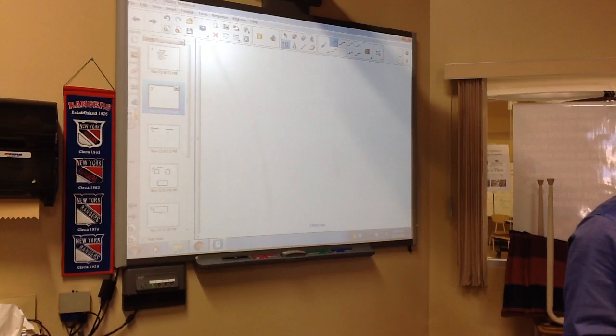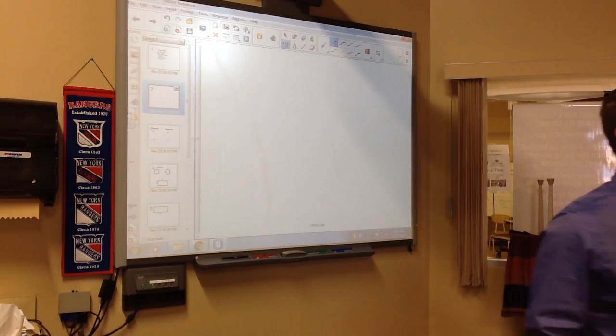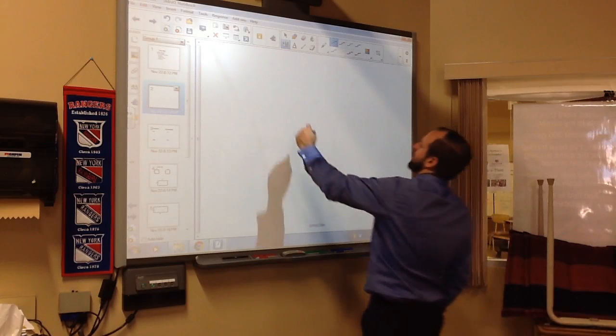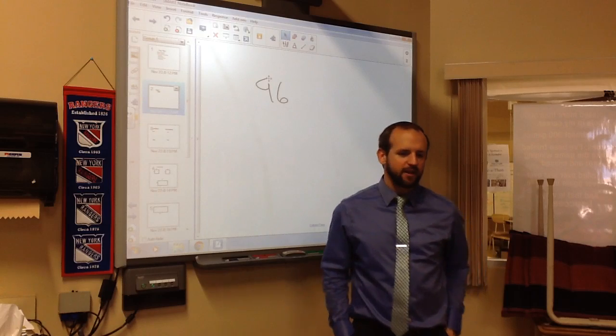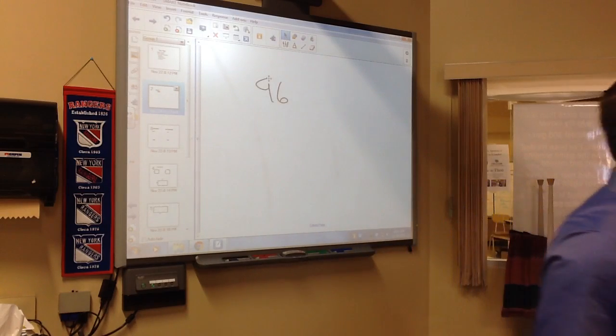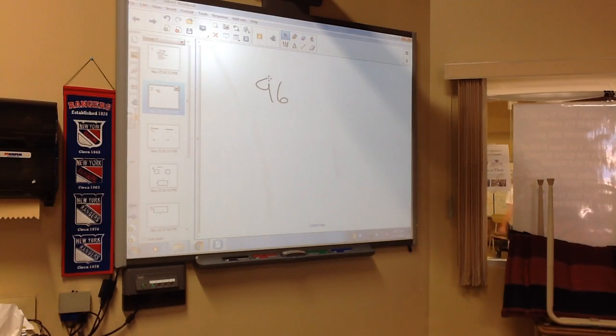How do I know what the prime factors of any number are? How could I figure that out? If I wanted to find out the number 96, and I wanted to break it down into all its prime factors, what would I do? Factor tree, go.